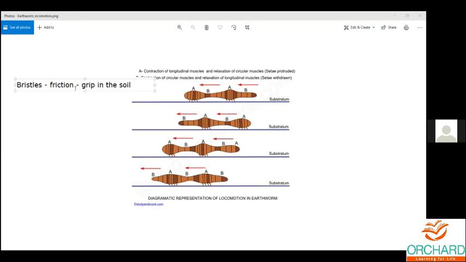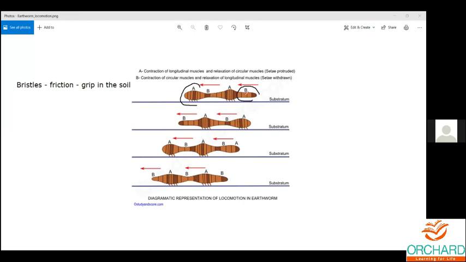So when an earthworm moves, the front end of the earthworm becomes long and thin. When it is moving like this, this part will be the frontal area, and this will be called the rear area. So the front end becomes long and thin, and the rear becomes short and thick.